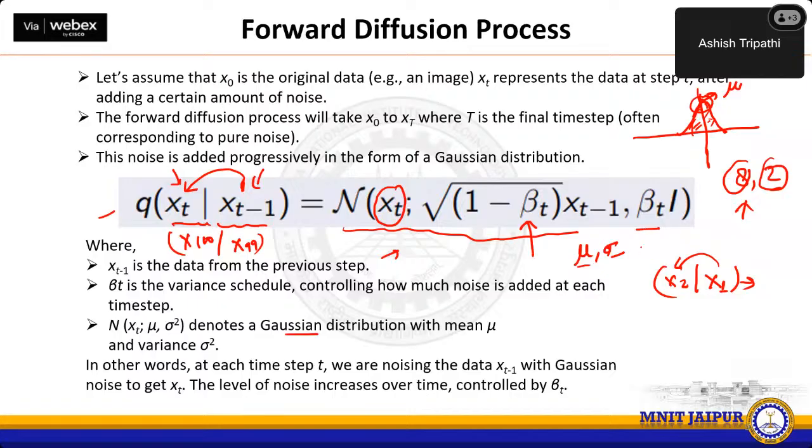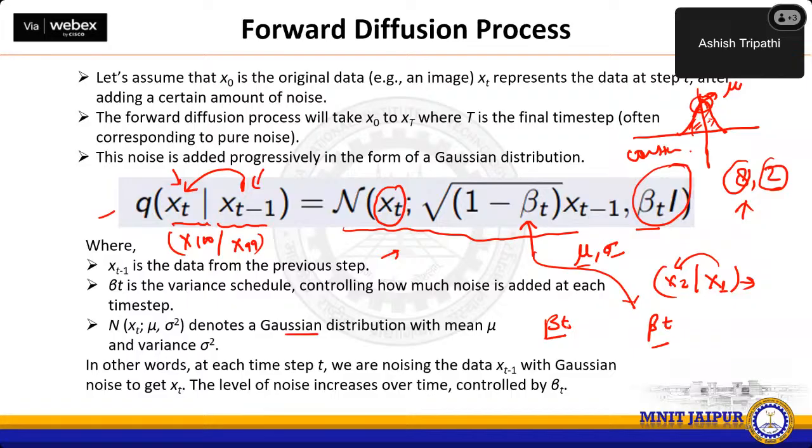In the original paper, this factor, the standard deviation, was kept constant. We are not varying it. Whereas this mean is dependent on beta t. So this beta t is not constant in the original paper. We used to change the value of beta t, and the amount of noise that we add in each step is dependent on beta t.